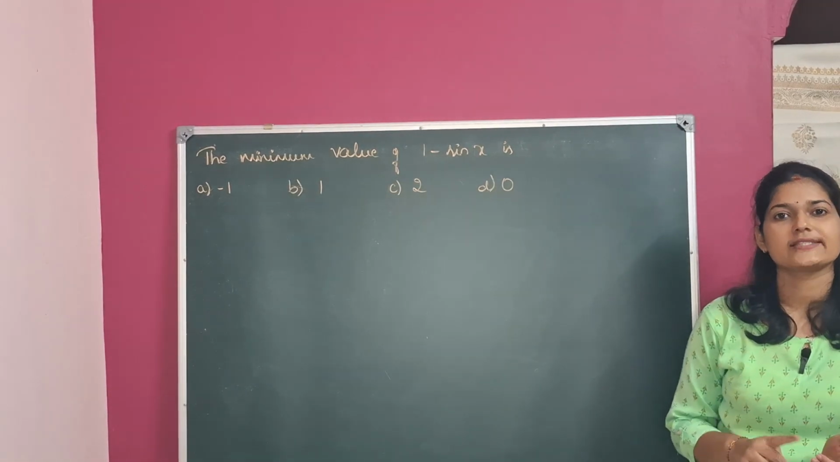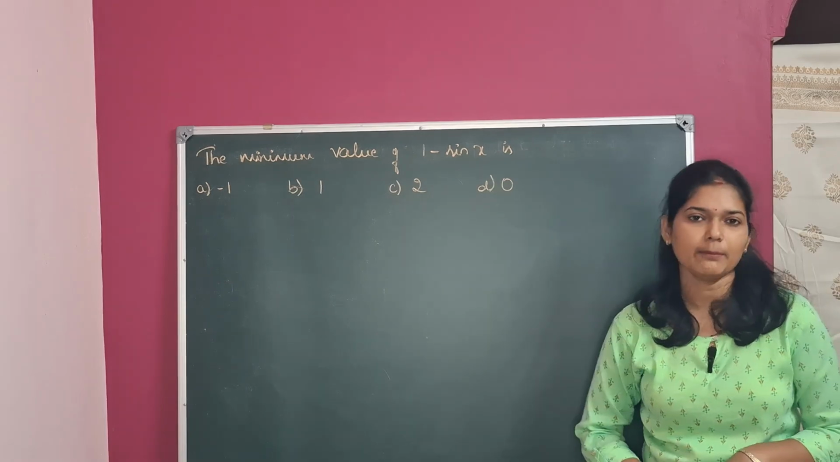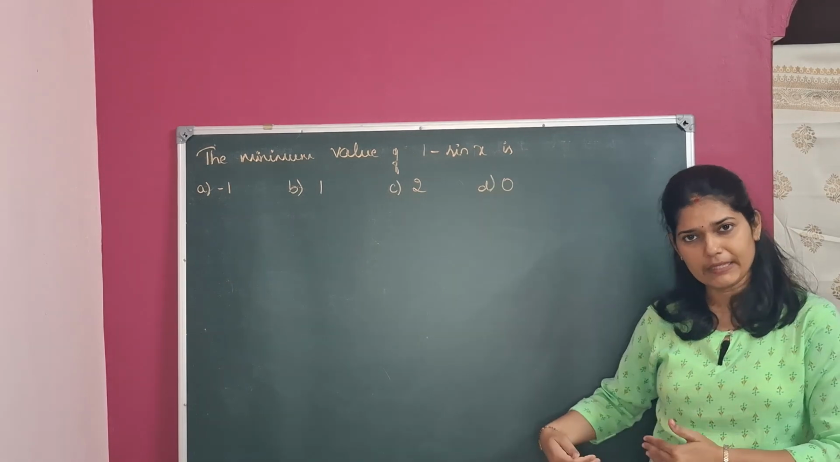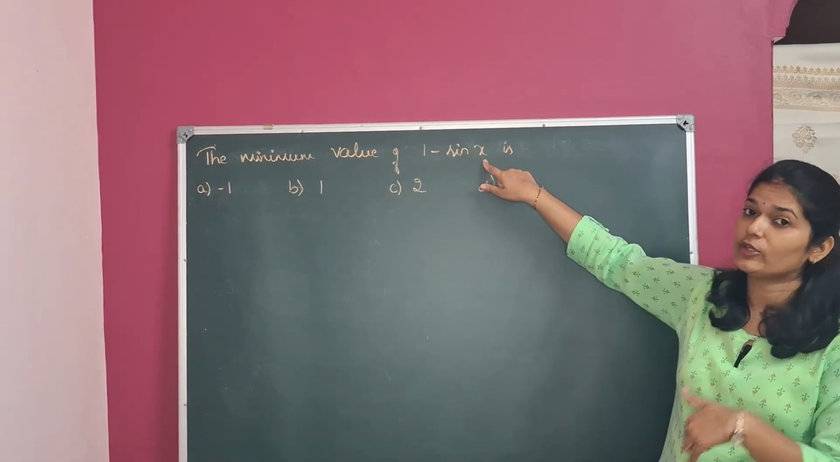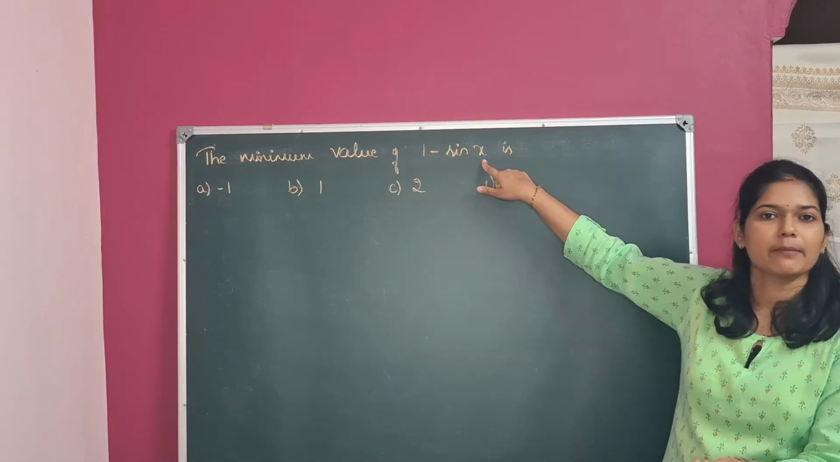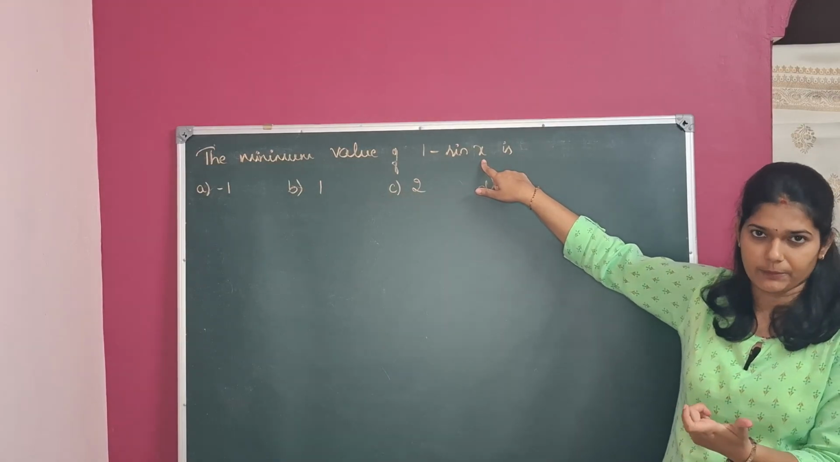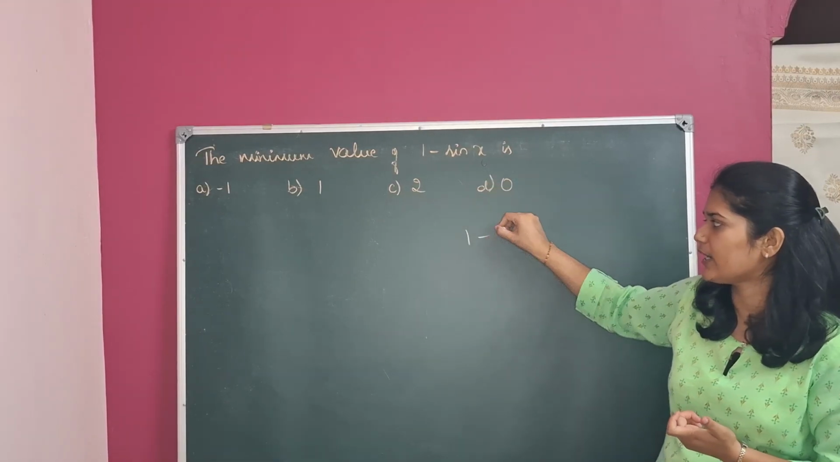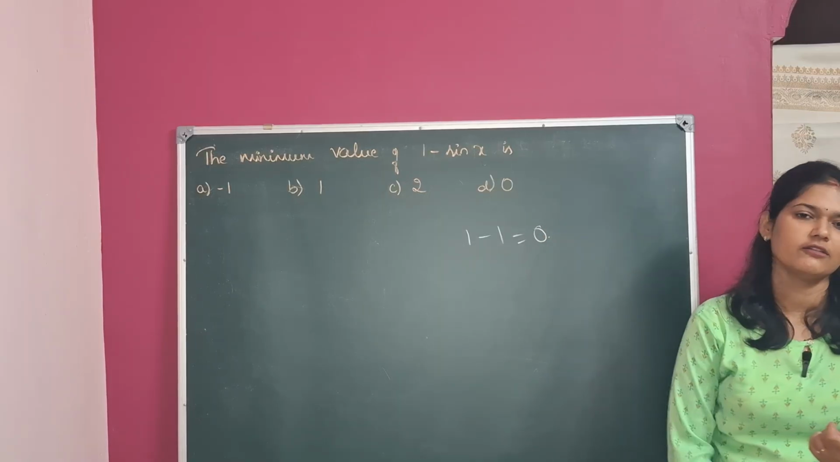We have to find the minimum value of 1 minus sin x. We know that sin x lies between minus 1 and plus 1. The value will be minimum if the sin x value is maximum. That is, the maximum value of sin x is 1. Therefore, the minimum value is 1 minus 1, which is 0.